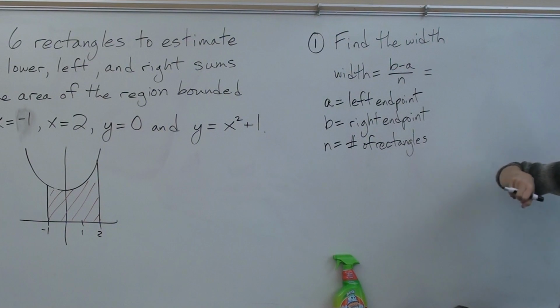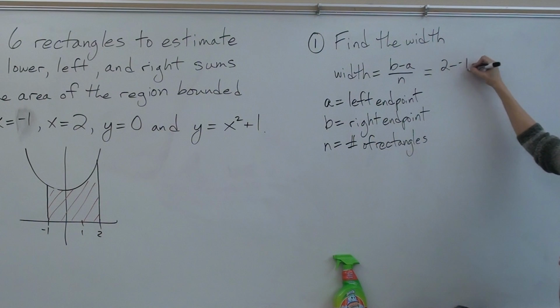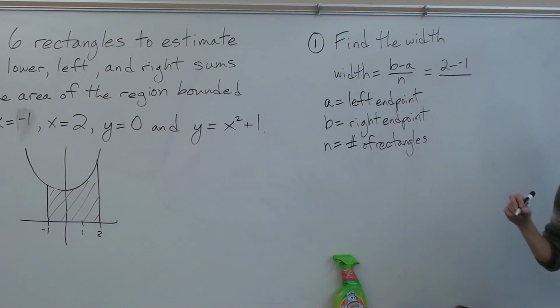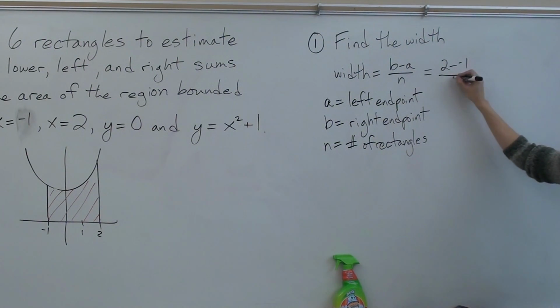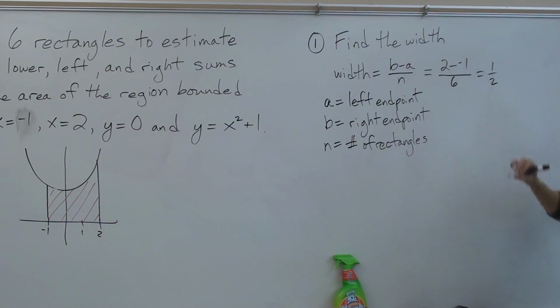So what's the right endpoint? 2. Or think the left bound, right bound. What's the left bound or the left endpoint? -1. That's 2 minus -1. And then how many rectangles are we using? 6. So we have over 6. So we get 3 over 6. The width of each rectangle is a half. Makes sense, right? The width of the whole region is 3. We're using 6 rectangles, so each one's a half wide.